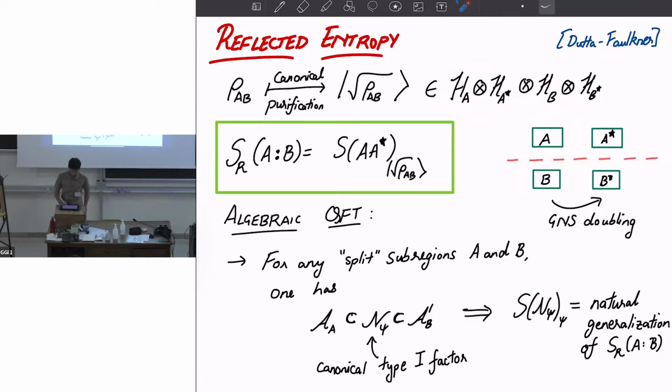So there was some sort of entanglement between A and B. When you purify it, there's still some entanglement across this cut between these two systems, A star and B star. And so the reflected entropy is measuring some sort of correlation between A and B that existed in the original state. Okay.